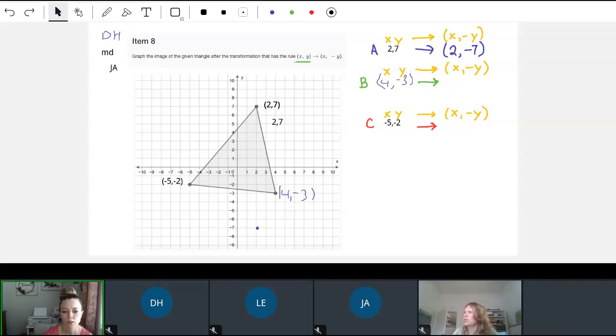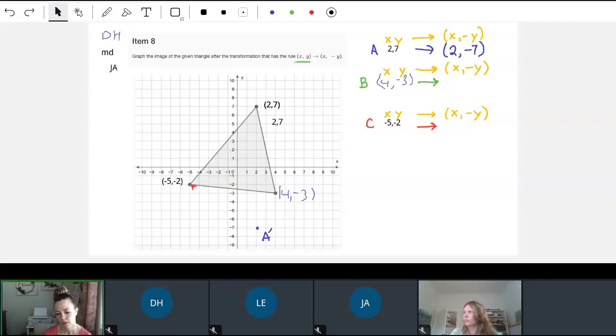What's your question, Isaac? You want me to just kind of rephrase again? So what we did first was we identified what the coordinates of the corners of the triangle were. In other words, the vertices. That's the official geometry word.